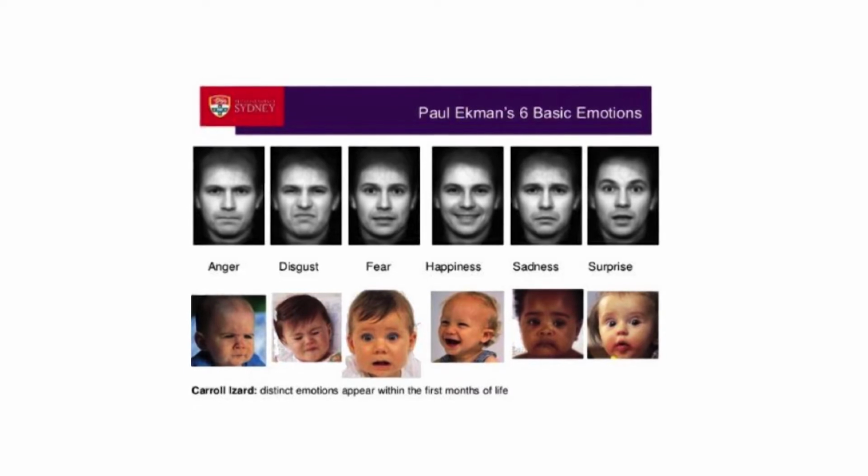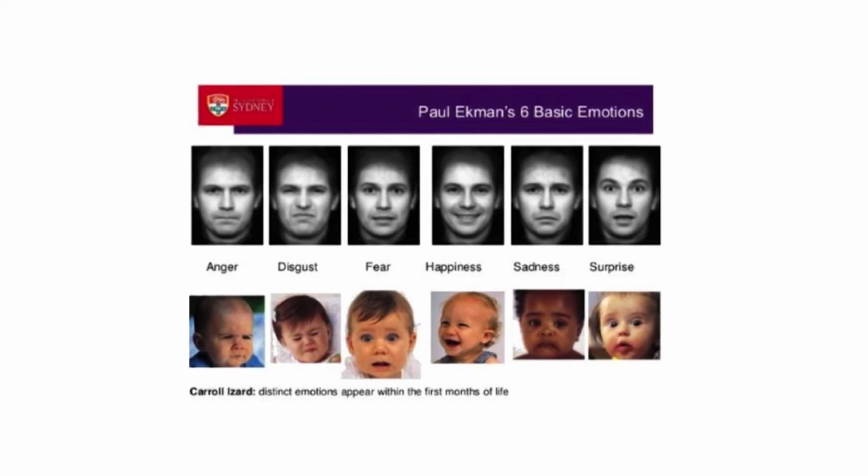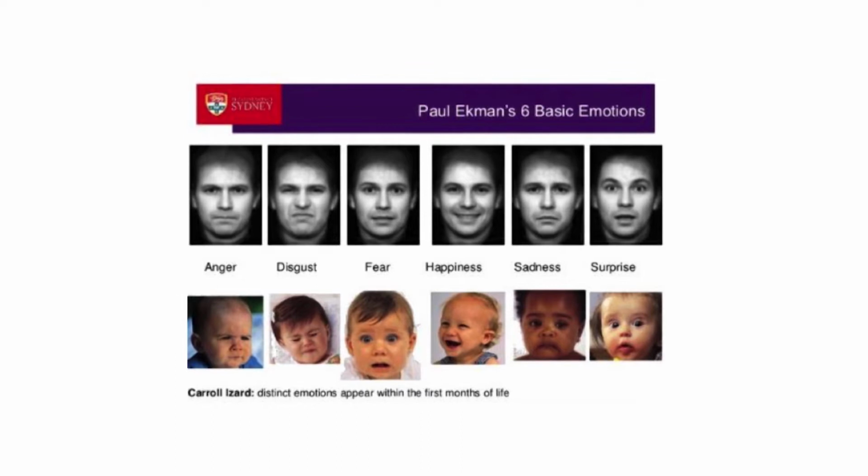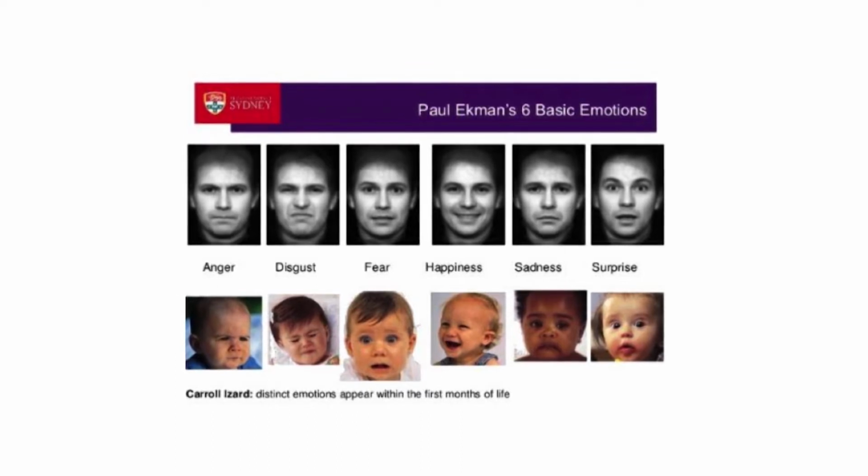The emotions he identified were happiness, sadness, disgust, fear, surprise and anger. He later expanded his list of basic emotions to include such things as pride, shame, embarrassment and excitement.